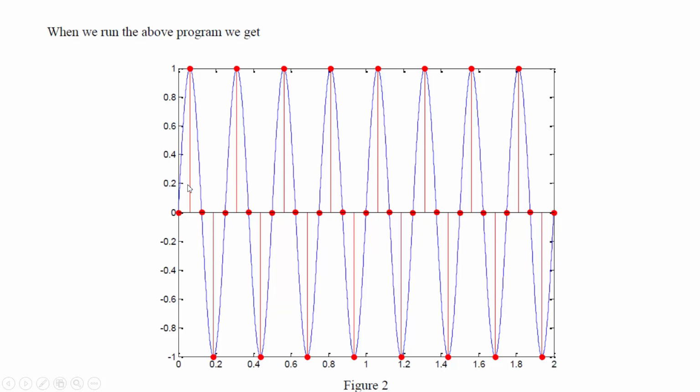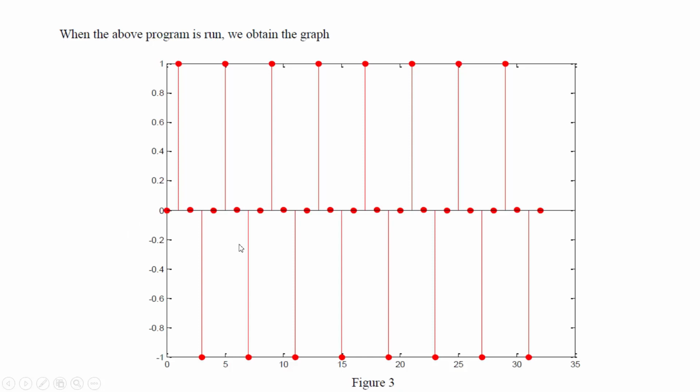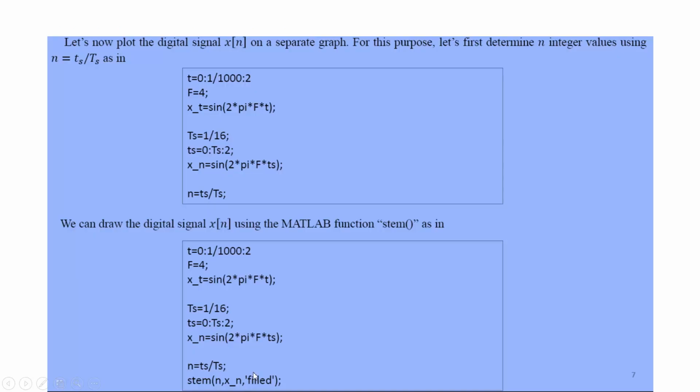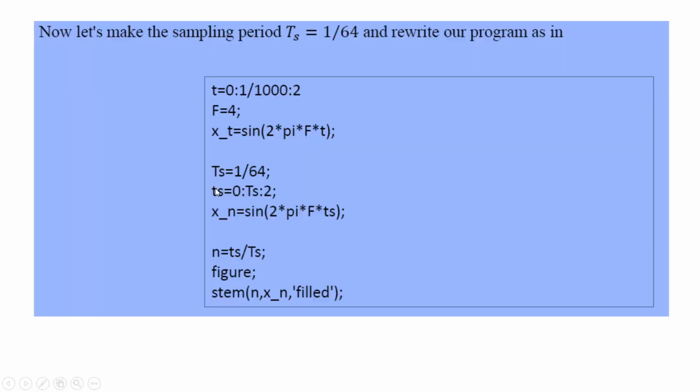Now if you run the code, you will see this is your continuous time signal. Mind it, this is not the discrete signal. Do not confuse these dots with the discrete signal. This is the continuous time signal, and if you run the code with your stem command, now you will see the discrete signal. These are the sample values that you will get in the discrete signal.